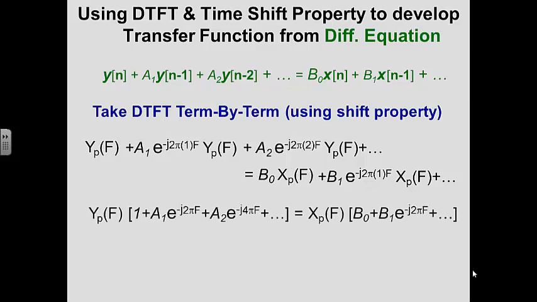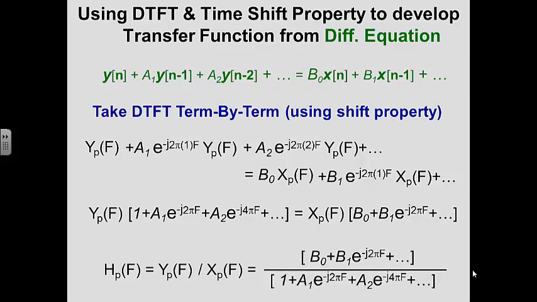Now, factor out Y of f on one side, factor out X of f from all the terms on the right side, and H of f is the ratio of Y of f over X of f. So take Y of f divided by X of f, which leaves this term divided by this term. And so every frequency response is going to have this sort of form, because it starts with a linear constant coefficient difference equation. The numerator is always going to be b0 plus b1 e to the minus j 2 pi f plus b2 e to the minus j 4 pi f, and so on.